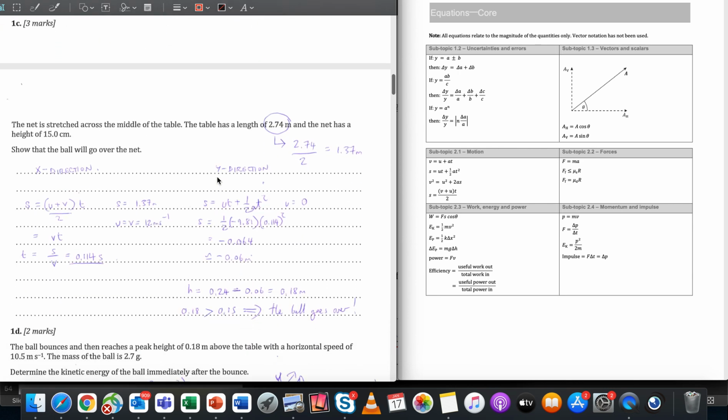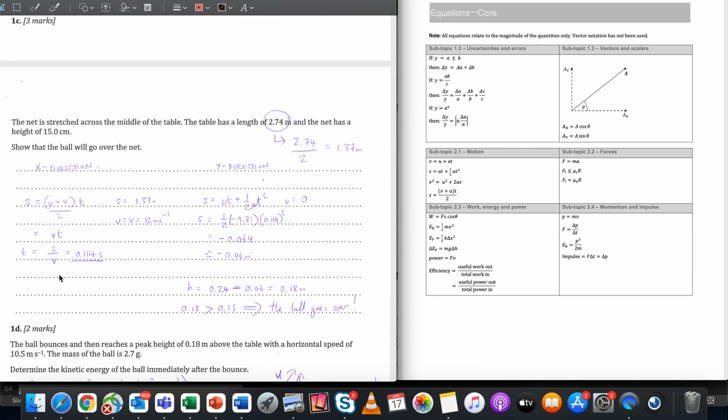Well, to do this, we firstly think about the x direction, because we need to think about the time at which we are going to be reaching that net. The way we do this, we know that the displacement is given by u plus v times t over 2, slightly different to the equation in the book. s here is half the length of the table, 1.37 meters, and u and v are actually the same. They're both 12, because we're assuming zero air resistance. In other words, this is projectile motion with constant velocity in the x direction. We can therefore do a bit of maths magic. We get out that the time at which we reach that net position is going to be 0.114 seconds.